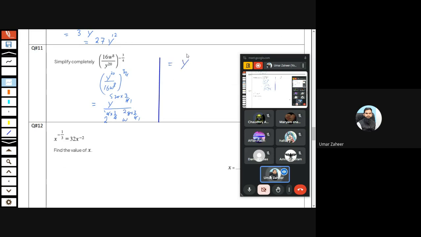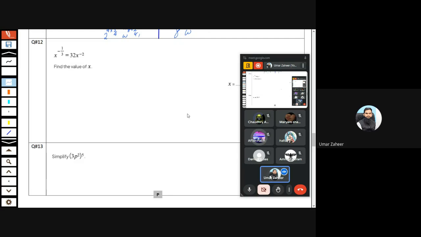So in y raised to power, you will get 5 multiplied by 3. You will get 2 raised to power 3 and w raised to power 2 multiplied by 3. So 5 multiplied by 3 is 15, 2 raised to power 3 is 8, and 2 multiplied by 3 is 6. So we will get y^15 divided by 8 w raised to power 6. Yes, clear? Yes.